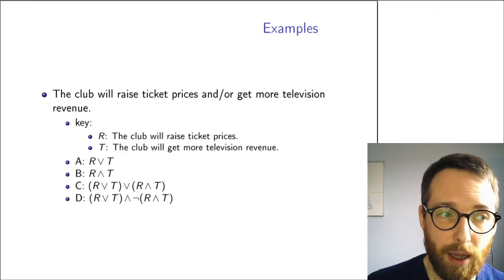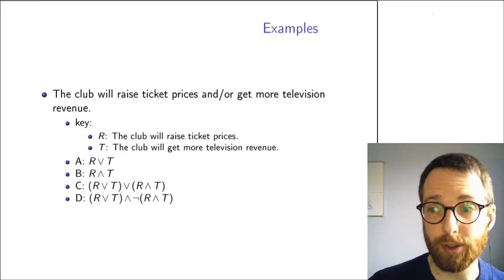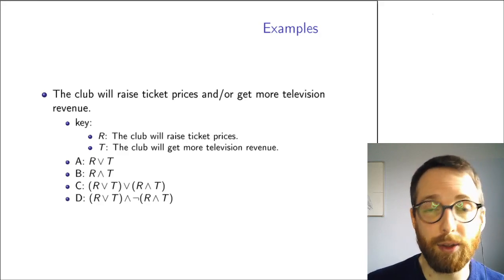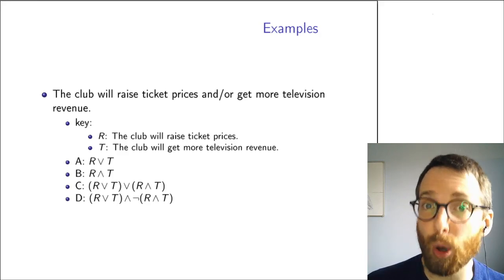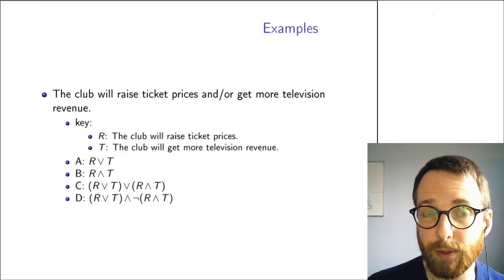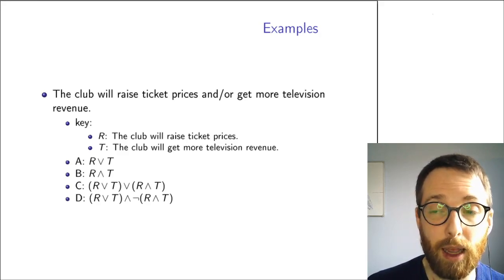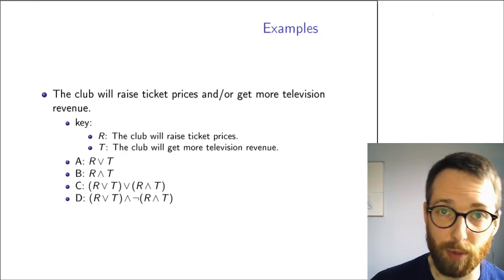If I say A or B, some sentence A or B, and I mean that or inclusively, then what I'm saying is A is true, or B is true, or both are true. On the other hand, if I use it exclusively, then A or B means A is true or B is true, but not both. It can't be both.